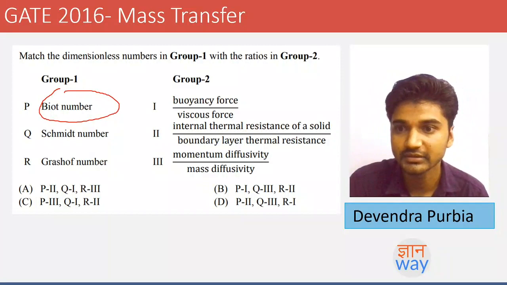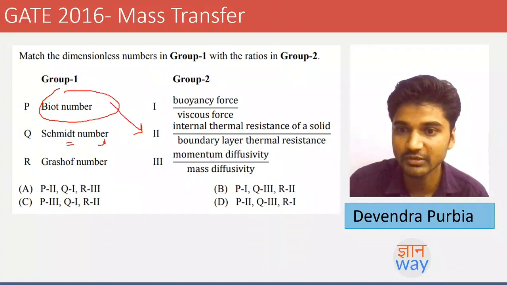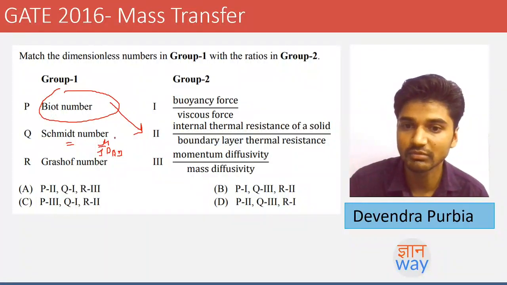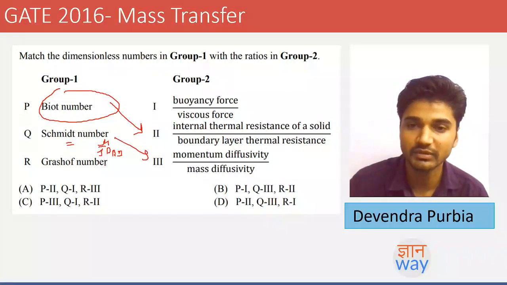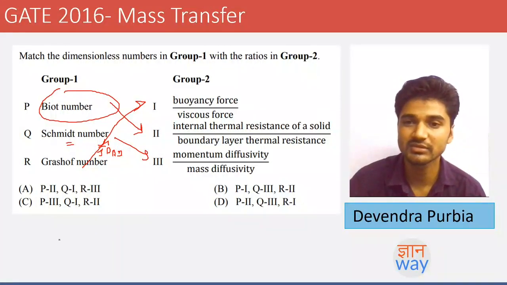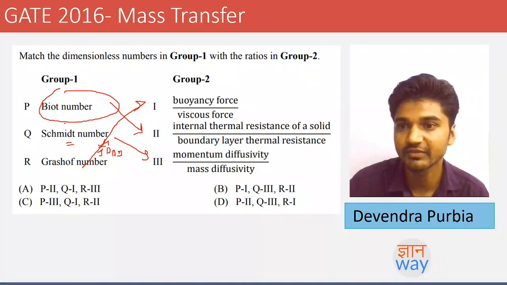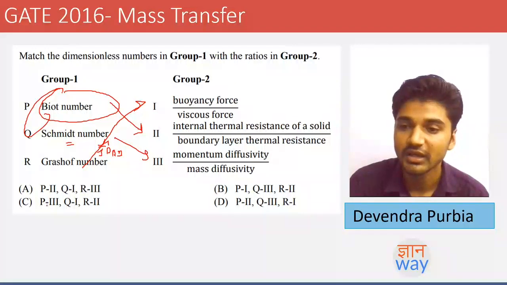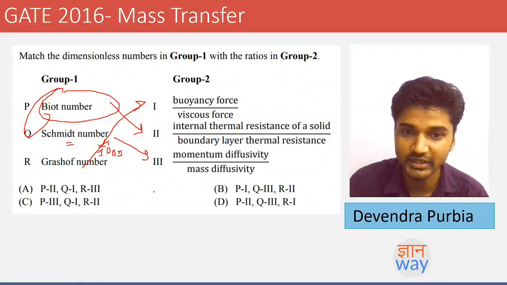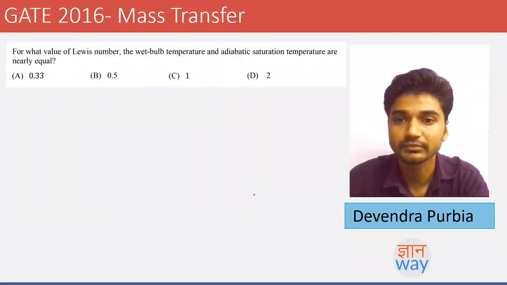So clearly the Biot number denotes option 2. The Schmidt number we always know is denoted as mu by rho DAB, which is nothing but the ratio of momentum diffusivity to mass diffusivity, and the Grashof number is denoted as the buoyancy force upon the viscous force. So one should remember these dimensionless numbers and their physical significance. The correct option will be P goes to second and Q goes to third, that is, D will be the correct option.